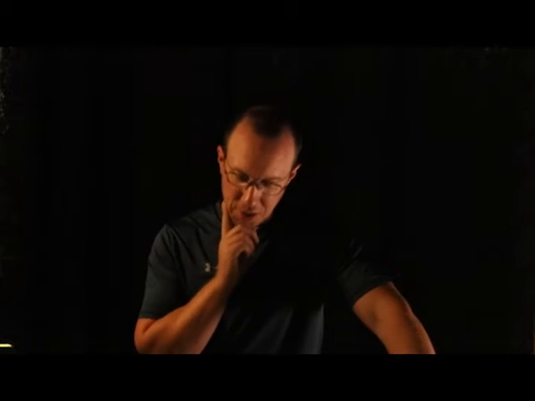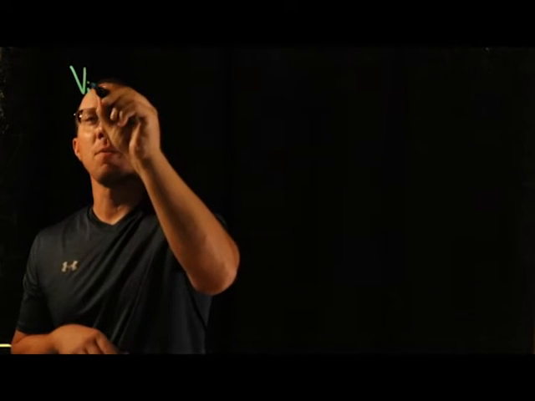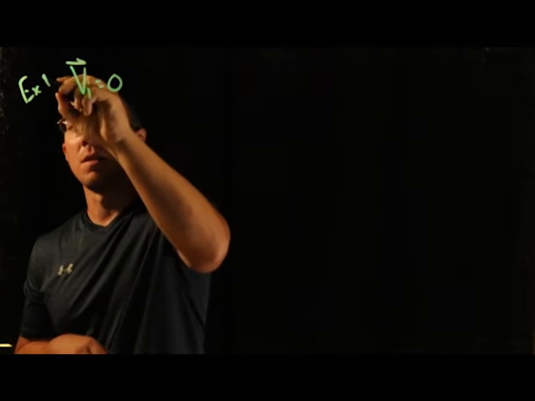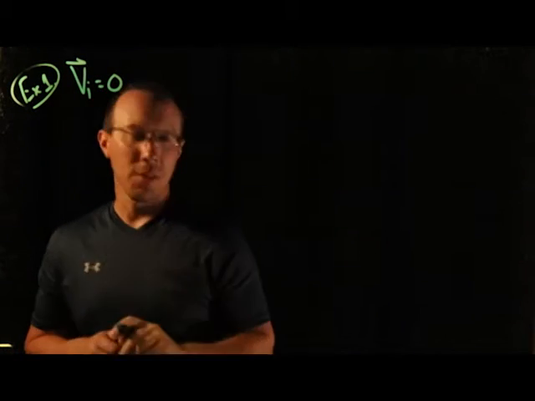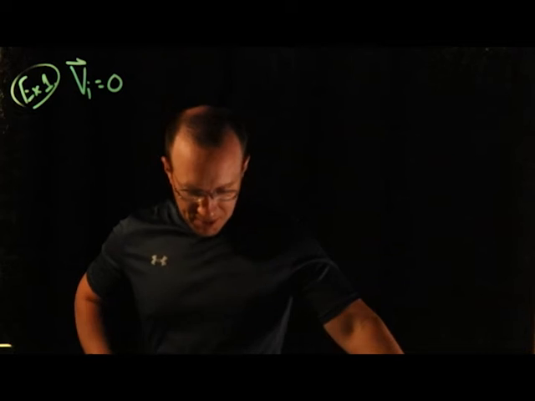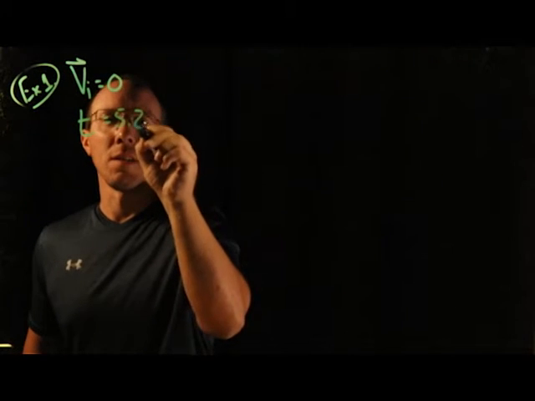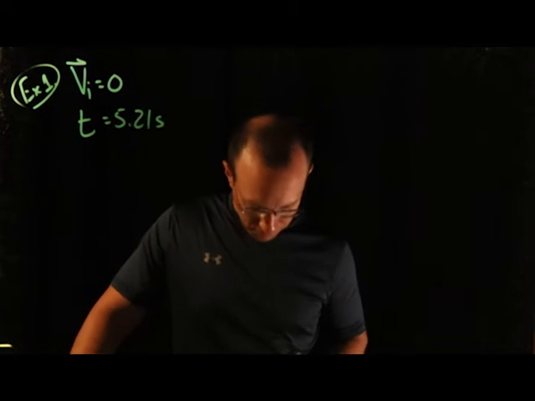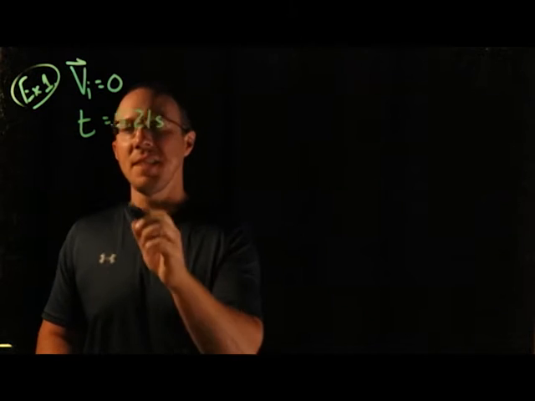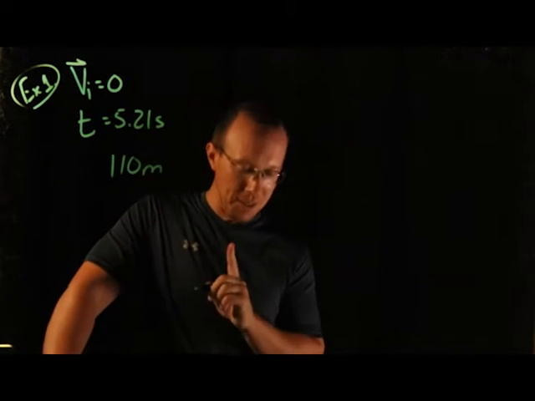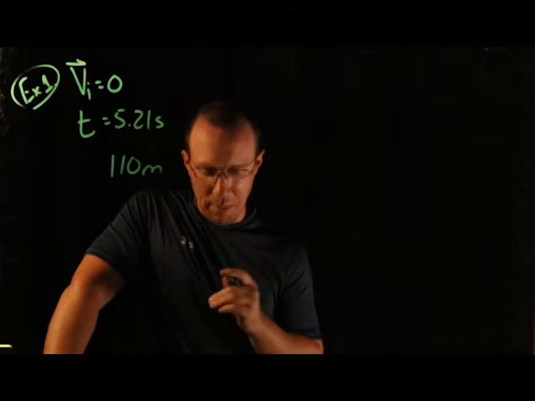So first it says a car starts from rest. Now the word rest is very important. If something is at rest, it means the initial velocity is equal to 0. Let's go to example 1. And it says it accelerates uniformly over a time of 5.21 seconds. And it says for a distance of 110 meters. Okay? Now, this is where the wording gets a little maybe skewed.